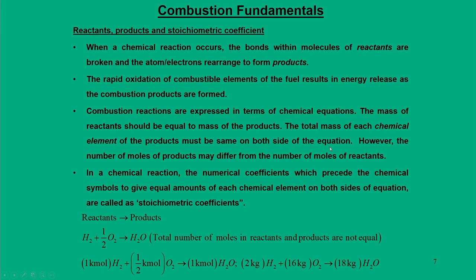However, one important thing is that in terms of moles, the amounts may be different. Here there is 1 kilomole of hydrogen and 0.5 kilomole of oxygen, so the total on the reactant side is 1.5 kilomole, but the product is only 1 kilomole of water. So in a balanced chemical reaction, the stoichiometric coefficients are not the same. In this equation, 2 kg is the stoichiometric coefficient for hydrogen and 16 kg for oxygen, and these 2 kg and 16 kg match as 18 kg of water.